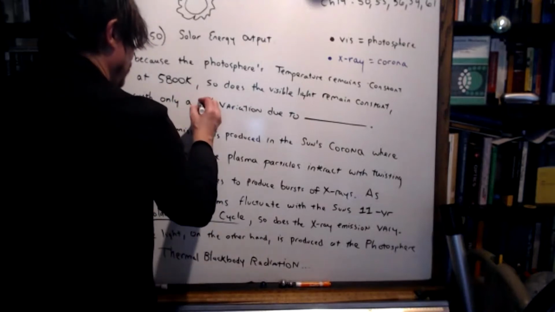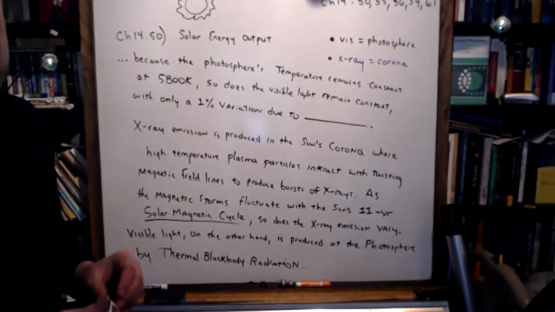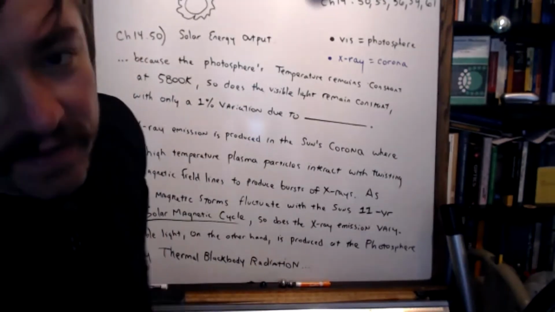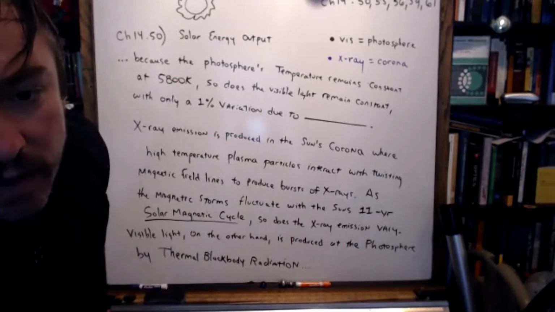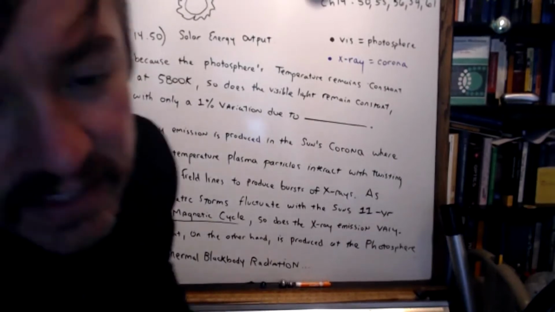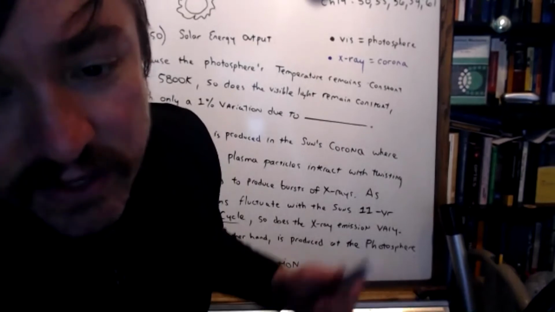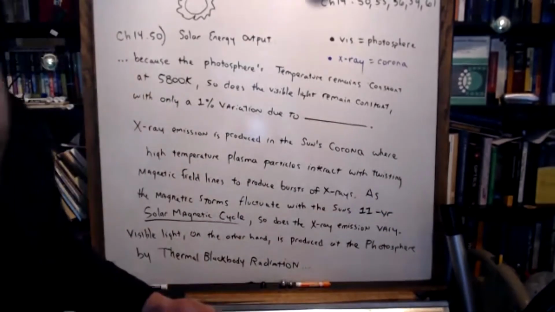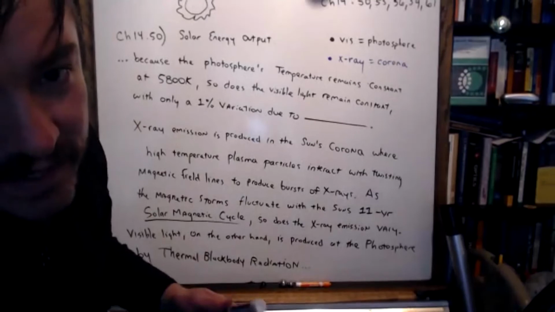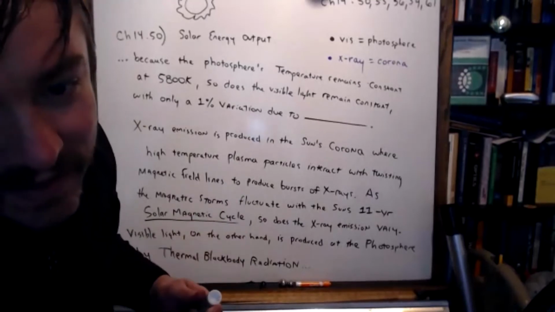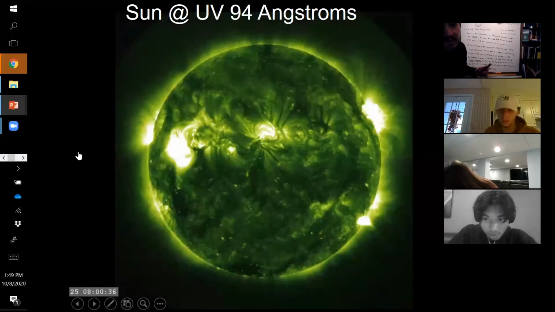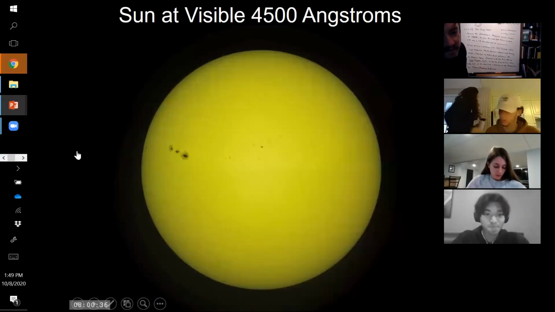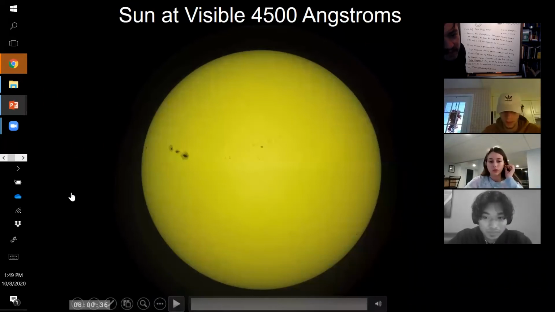Can anyone think of what might be causing microscopic fluctuations? Being a scientist means being the ultimate badass. You have to be able to write, read, and do mathematics, right? Sorry, let me go back a couple. What might be causing the 1% fluctuation in the sun's visible light output?